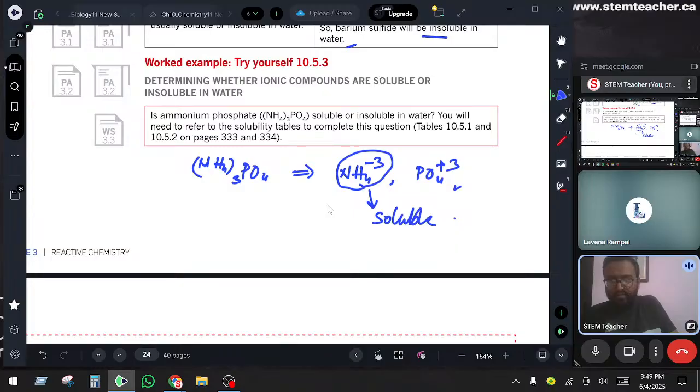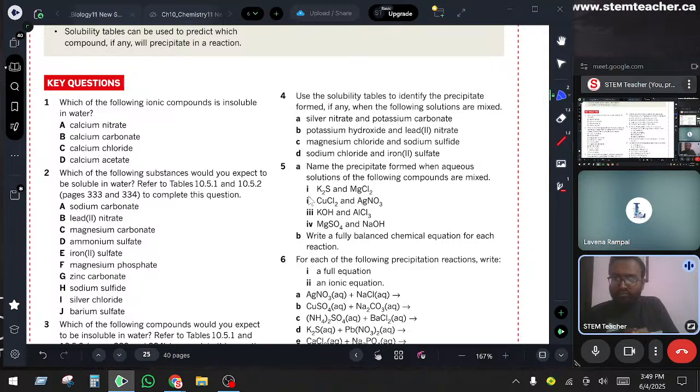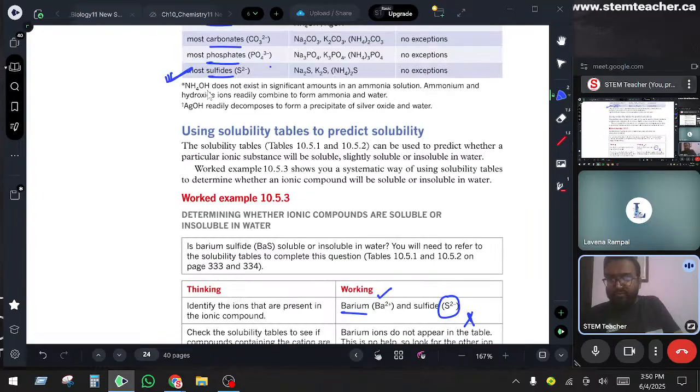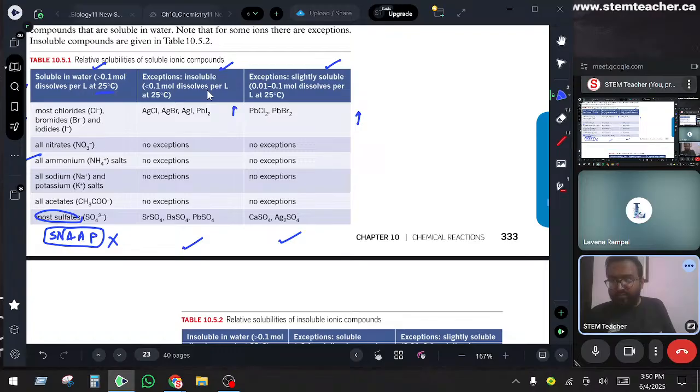Yeah. So, which of the following are soluble in water or insoluble? Calcium nitrate, soluble or insoluble? Calcium nitrate. So calcium is one thing. Another one is nitrate. You can see nitrate is available there. Nitrates are soluble or insoluble? It is soluble. So the first one is soluble.